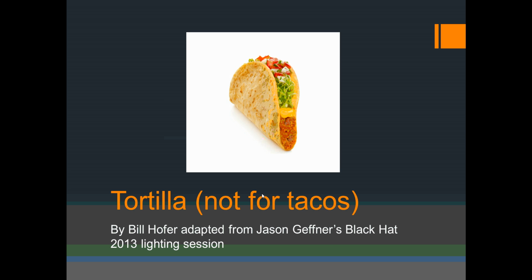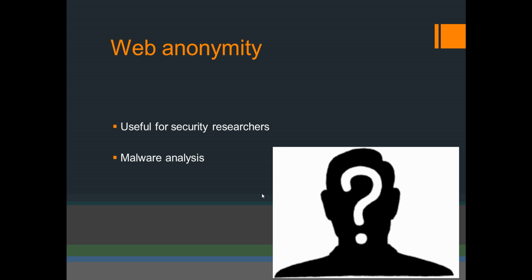13 is a lightning session. So the topic here is web anonymity, and in class we talked about Tor. We did a lab with Tor, and so it's useful for security researchers, and especially in our malware analysis, because we can go out and if we suspect someone we find on the internet of writing malicious code, we can visit their website or visit their blog and keep ourselves anonymous.